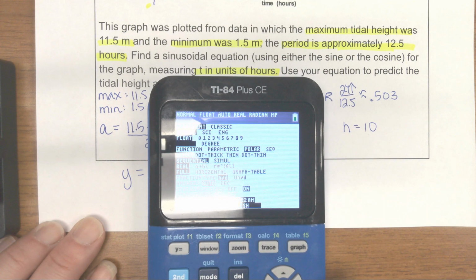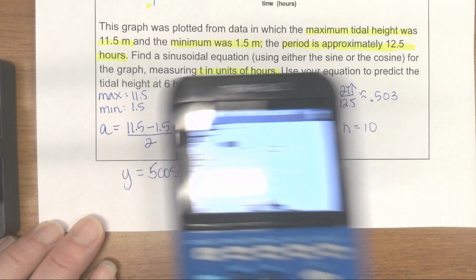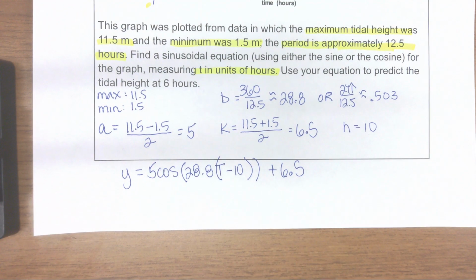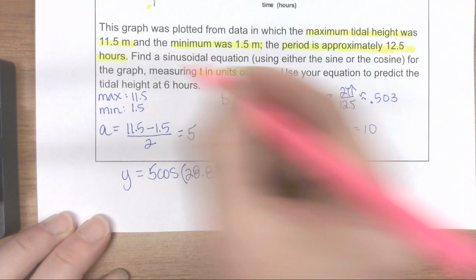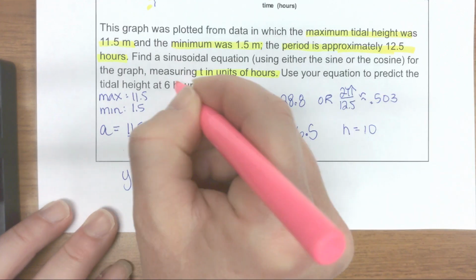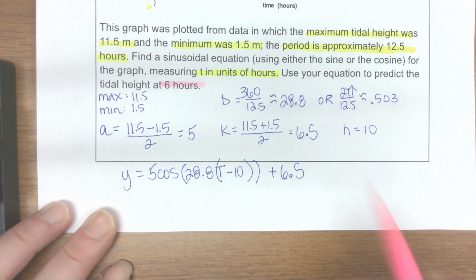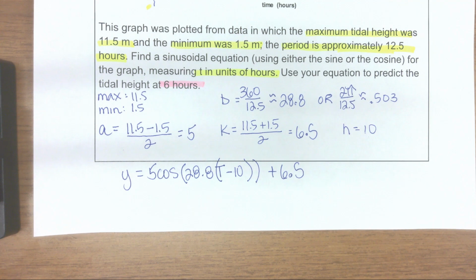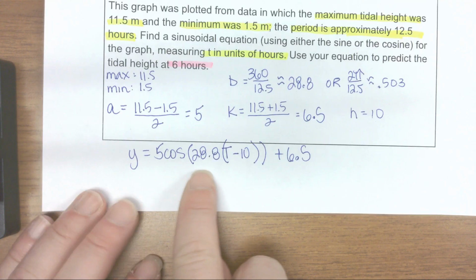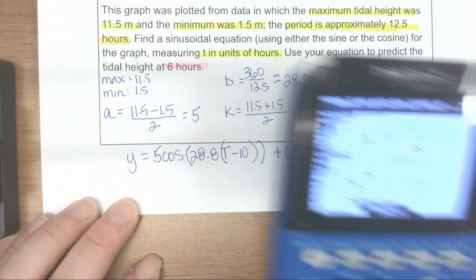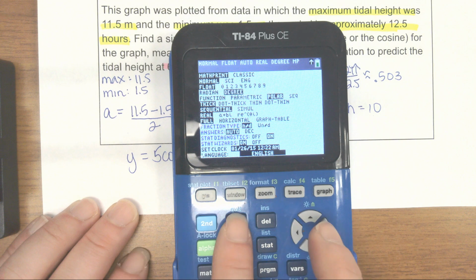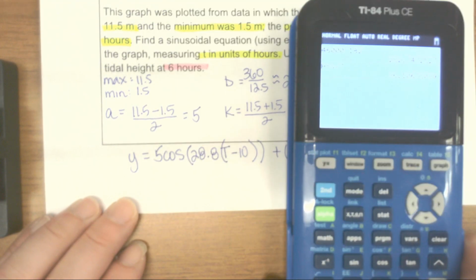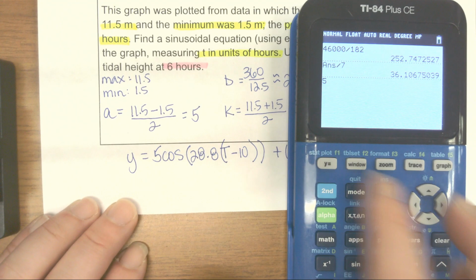So what are we going to do with our equation now? The question was, you use your equation to predict the tidal height at 6 hours. Okay, the tidal height at 6 hours. So I would literally put that in for T, and I'm going to type that into my equation. Did I change my mode? I told you to, and then I didn't know if I did.